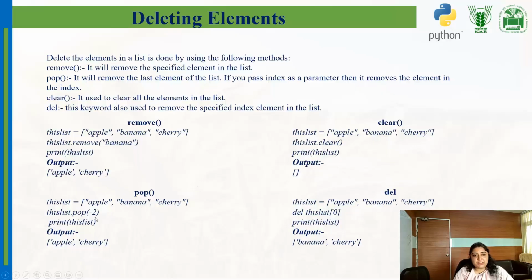Then using the pop method, if you mention the location of the element, that element is removed, and if you do not mention the location, then by default the pop method will delete the last element. Then using the delete keyword, you delete the specified value, meaning you specify a location, and from that specified location the value will be deleted.